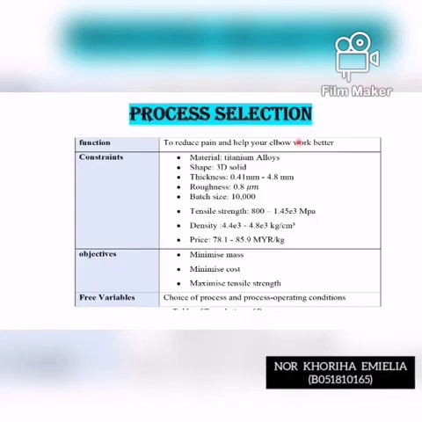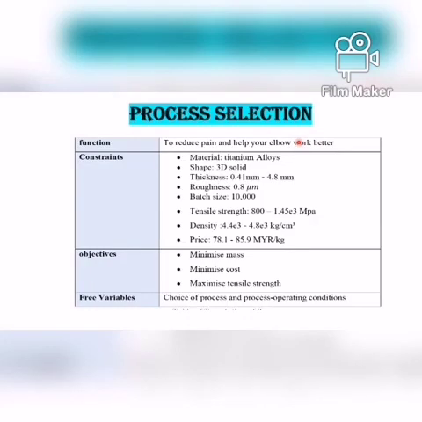Okay, after the material selection, we do the process selection. First of all, we do the translation process, which lists all of the function, constraints, objective, and free variables. The function is to reduce pain and help your elbow work better. These are the constraints, the objective, and the free variables, which are the choice of process and process operating conditions.